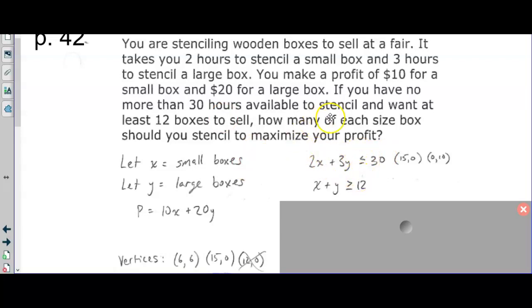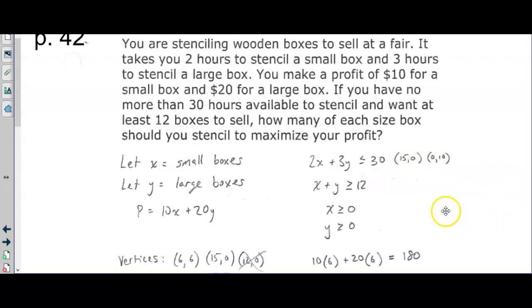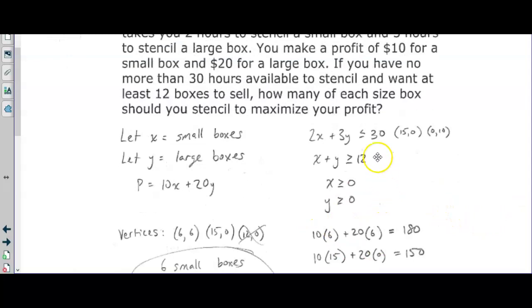Second part of the problem says I want at least 12 boxes to sell. So when I add the small boxes plus the large boxes, I need it to be bigger or equal to at least 12. So that's the second one. Notice I've done some intercepts here, and that's just so I can tell how to graph this the best way. I will have positive values as well. So the first one has an x-intercept at 15, if I divide 30 by 2, has a y-intercept of 10 if I divide 30 by 3. The x and y-intercepts of the second one are both going to be 12.